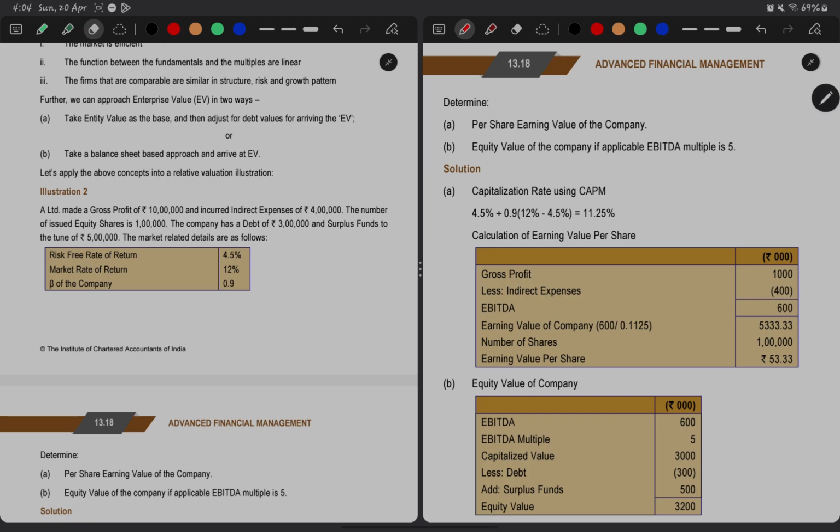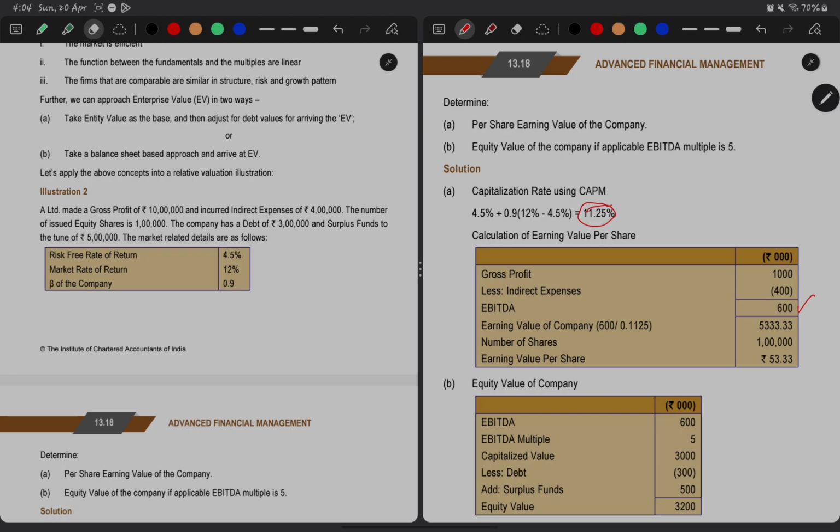We know now the gross profit of the company, which is 10 lakh, and then there are some indirect expenses also amounting to 4 lakh. So reducing that, the EBITDA will be 600. We need now the capitalization rate. So capitalization rate can be found out using the CAPM model, as we have a risk-free rate and then market return also, and then beta also given. Using that, we found 11.25% will be the capitalization rate.